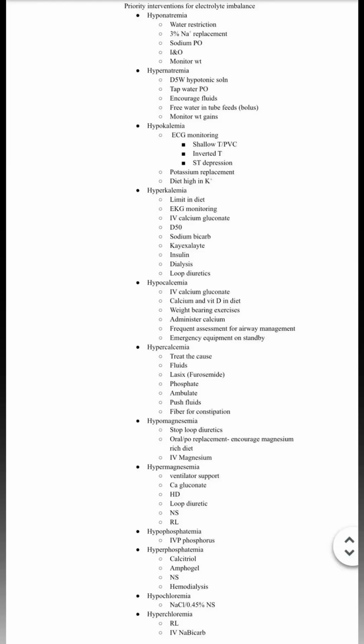For phosphorus imbalances, hypophosphatemia requires IV phosphorus replacement, while hyperphosphatemia management involves phosphate binders such as calcitriol or Amphojel, combined with IV fluids and possibly dialysis in severe cases. Regarding chloride imbalances, treat hypochloremia using sodium chloride or half-normal saline solutions and address hyperchloremia with Ringer's lactate or sodium bicarbonate administration. Let's pause for an important reflection.